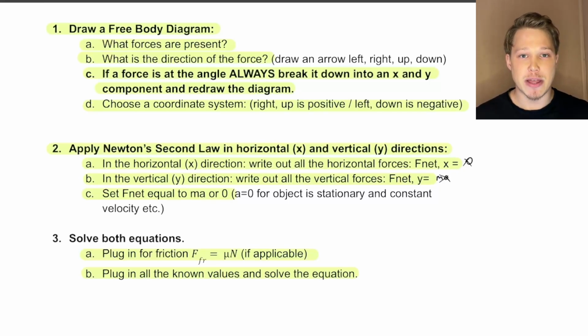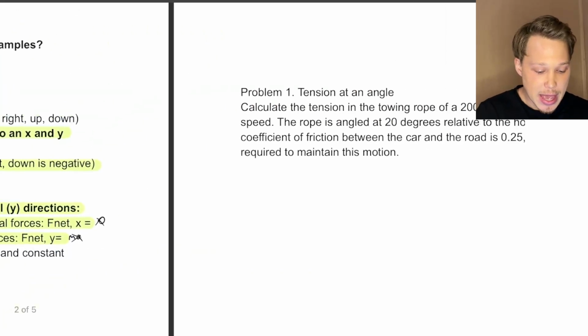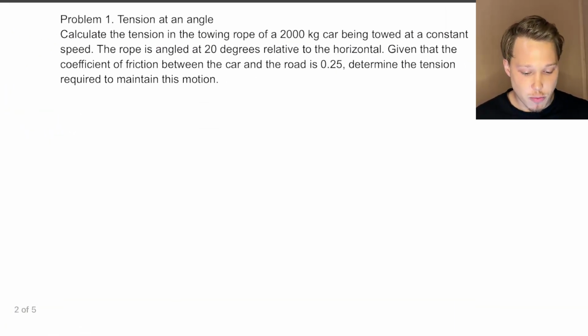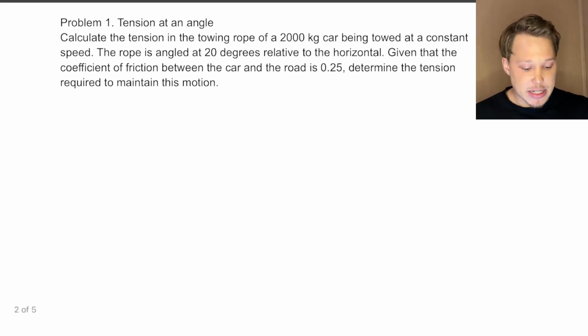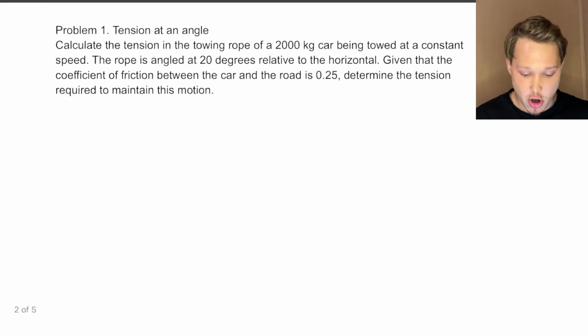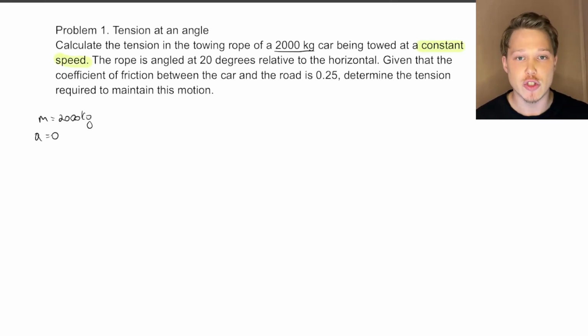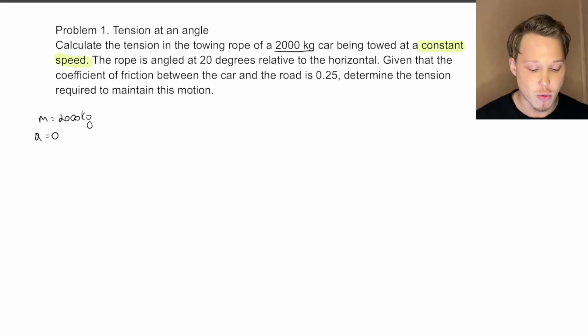Now, let's see how this method applies on one of these problems that could appear on your test or on your exam. Now, in this example, we have a towing rope. Basically somebody's towing a car, a 2,000 kilogram car, at a constant speed. So when I read constant speed, I essentially right away think that, okay, acceleration is 0. This is one of those keywords that you should be able to recognize right away in the problem.